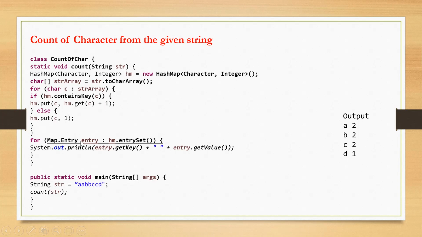Now how do we read the values? We have created one map in C. With the help of entry dot get key, it will get the character key, and then entry dot get value will give the count. So basically this is the logic for counting characters from a given string. Here we have passed A, B, B, C, C, D, and then we called this count method with the string, and it has given the output like this.